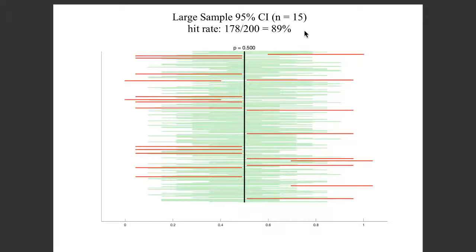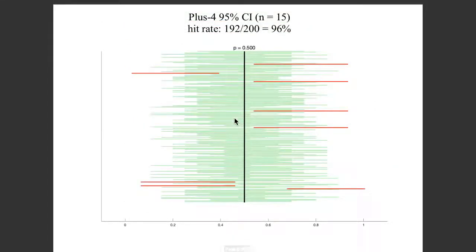But fortunately, there's a simple fix for this. It's called the +4 confidence interval. And I'll tell you more about what that means in just a second, but let me just show you the results. Here, I reran the simulation. Again, 200 confidence intervals were calculated, and I checked to see which ones of them actually contained the true proportion of p equal to a half. And it turned out that all but 8 out of these 200 did.